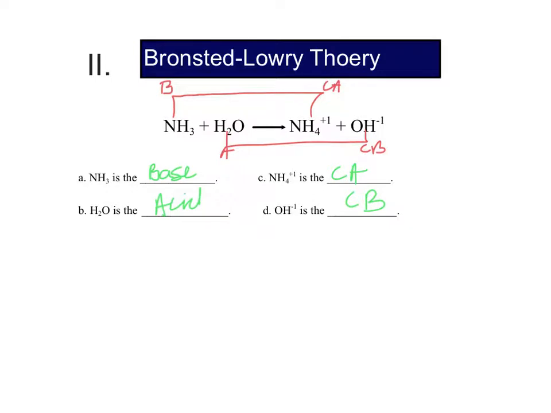Another way to think about this is that your pair, the before and after, should always have one of each. You shouldn't have base and conjugate base. You should have an acid and a base. One of them has to be a conjugate because it's on the product side. So here you have a base and a conjugate acid. Here you have an acid and a conjugate base.